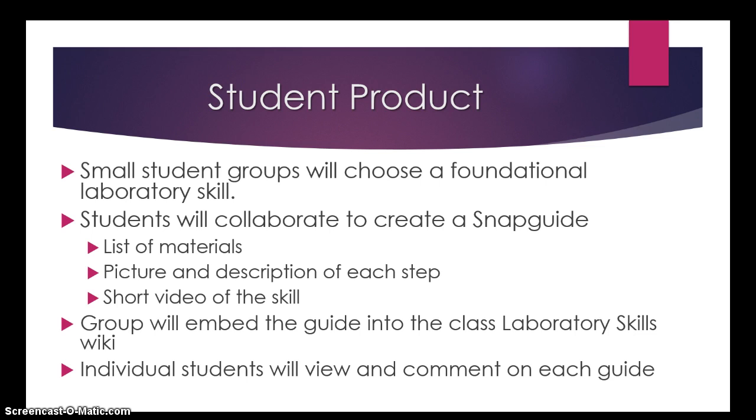What will the students be producing exactly? They will work in small student groups, as I mentioned, and they're going to choose a foundational lab skill from a list prepared by the teacher. Once they've chosen a skill, they will work together to create a Snapguide, which includes a list of the materials needed for the skill, a picture and description of each step, and finally a short video of the skill. Once the Snapguide is complete, the group will embed the guide into the class laboratory skills wiki, and then each individual student will view and provide a thoughtful comment on each guide.